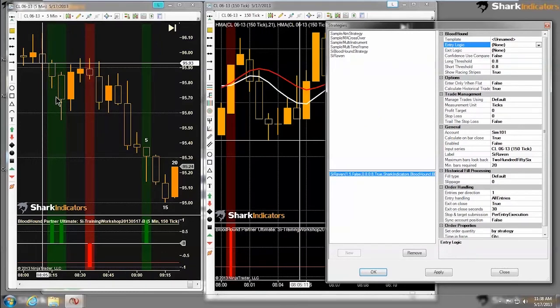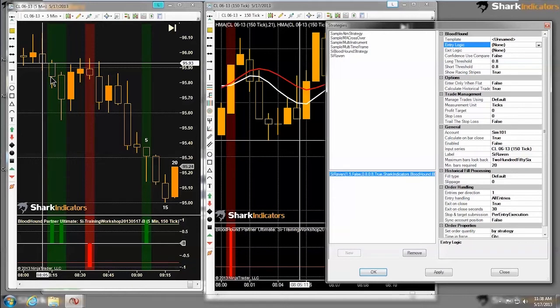So let's just say we got this long signal here, and so Raven takes a long trade, and then 2 bars go by, and then we get this short signal. So what would happen is Raven would reverse your position and put you short.